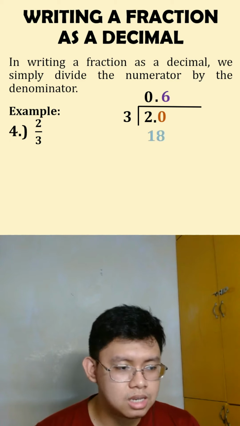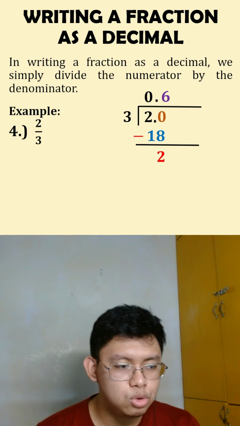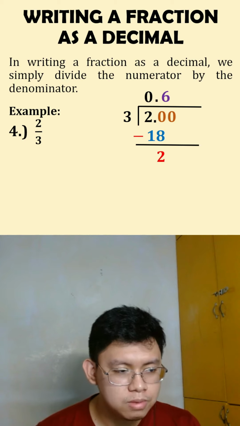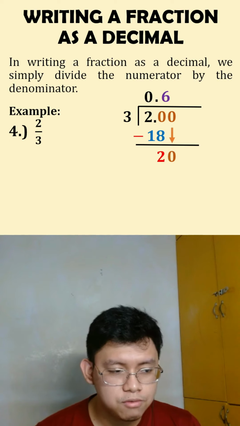6 times 3 is 18. So, subtract natin. 20 minus 18, that will be equal to 2. Tapos, create ulit tayo ng panibagong 0. Then, bring down 0, that will be 20. So, divide ulit natin.